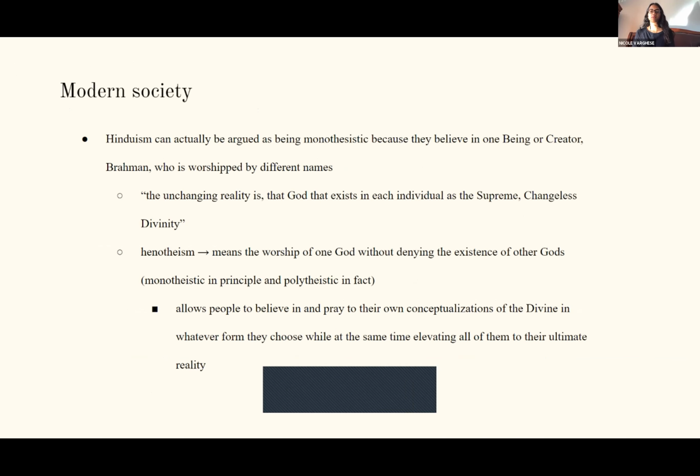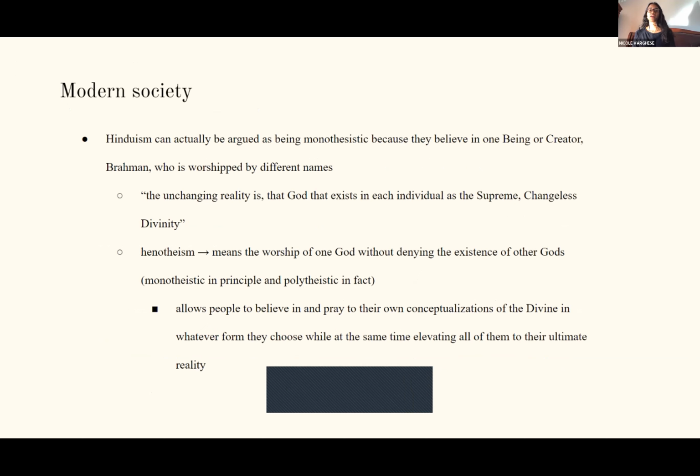Now, finally, on the surface we think that Hinduism is a polytheistic religion because they have over 33 million gods, but it can actually be argued as being monotheistic because they believe in one being or creator, Brahman, who is worshipped by different names. And all these gods that Elsie talked about are manifestations of that one god.